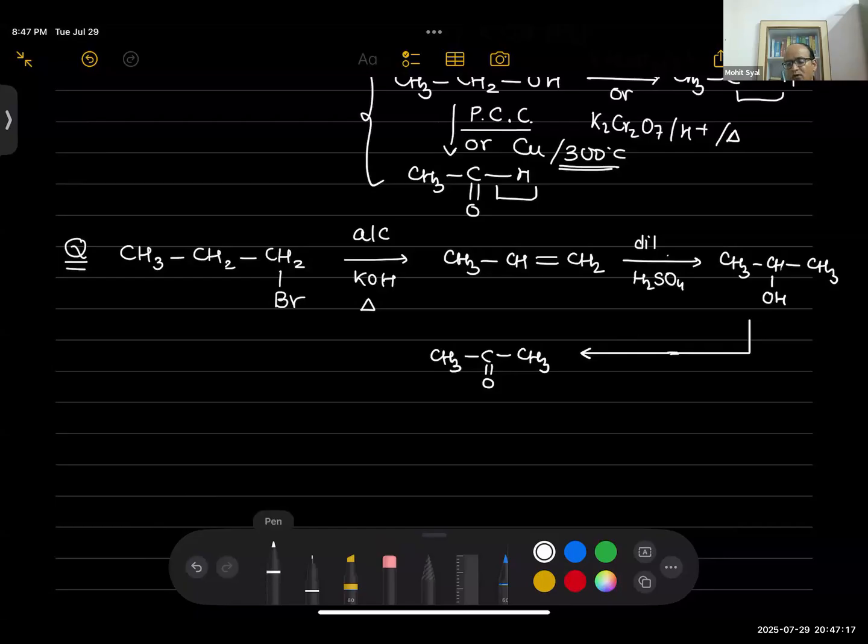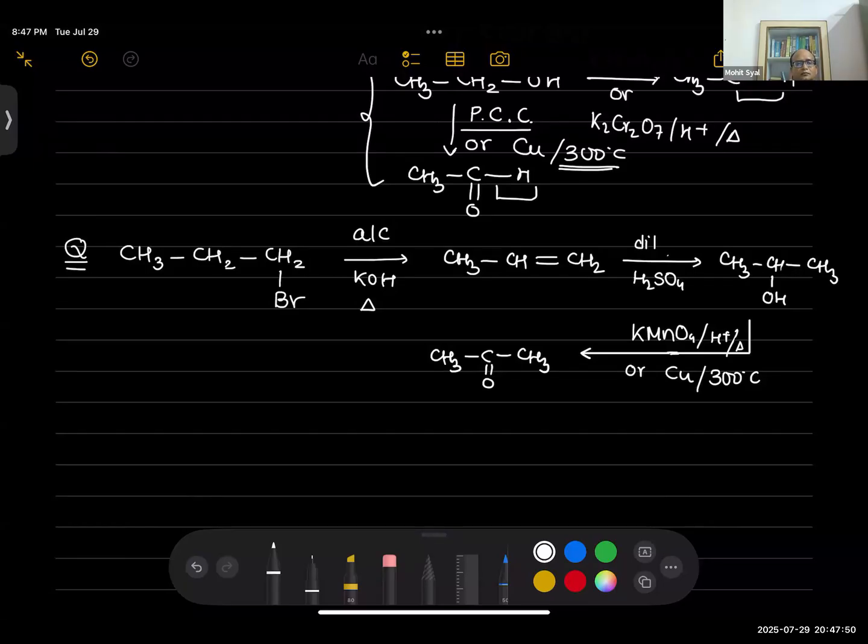Either you can take KMnO4 or copper red hot tube. Both will fulfill the purpose. KMnO4, H plus and heat, which is represented by delta, or we can use copper at 300 degrees Celsius. Is it clear or not? To all of you. Got it?